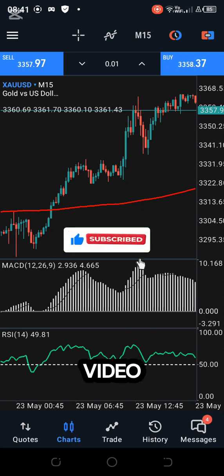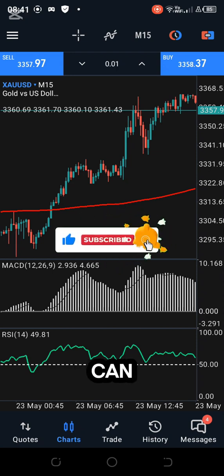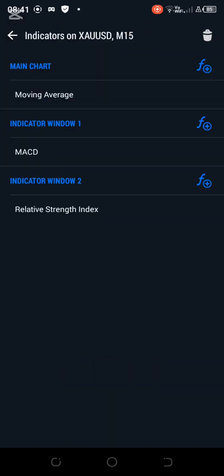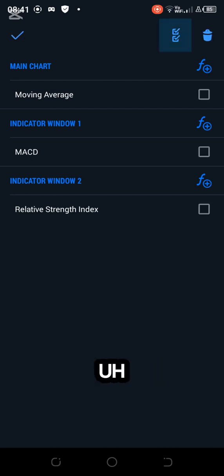In today's video, guys, I have a strategy that can be used for mobile traders. This strategy can also be used if you are using a PC. So let's quickly look at the settings for this particular strategy. For the settings, I'm going to delete everything so that we set up our chart together.